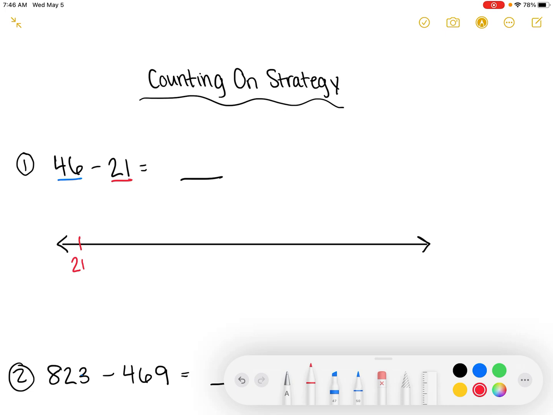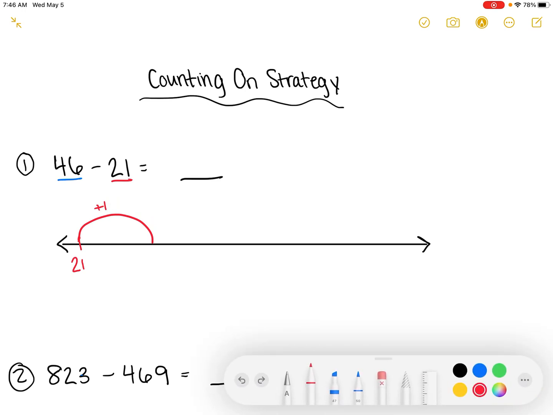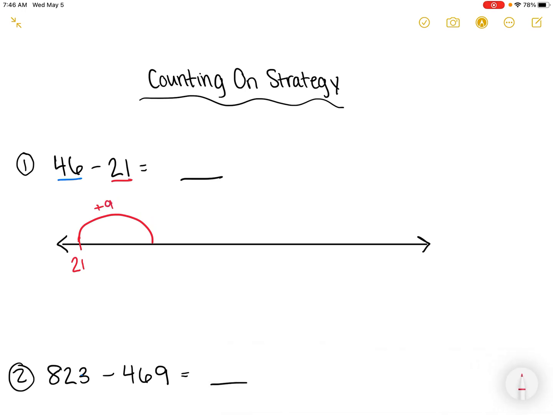So for this example, we start with 21. I want to try to get to my next 10. So right now we're in the 20s. I want to get to 30. So I know that if I make a jump of 9, that will bring me to my next 10, which is 30. So I just jumped 9, now I'm at 30. I need to get to 46. So I know if I make another jump of 10, that will bring me to 40. And now since I need to get to 46, that means I need one more jump of 6. And now I'm at 46.